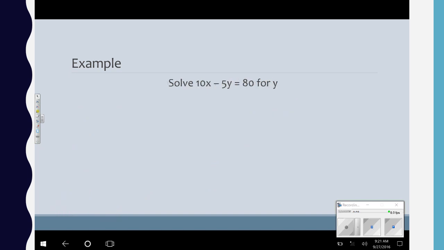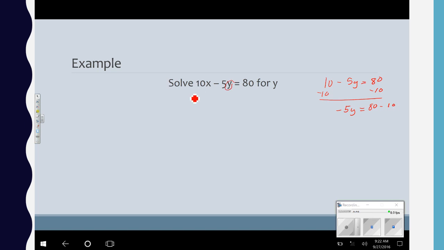Let's look at the next example. We want to solve this equation for y, so I want to get y by itself. If this was just 10 minus 5y equals 80, you guys would know exactly what to do. It's not going to change. We would subtract 10 from both sides, right? And basically you would have negative 5y equals 80 minus 10.